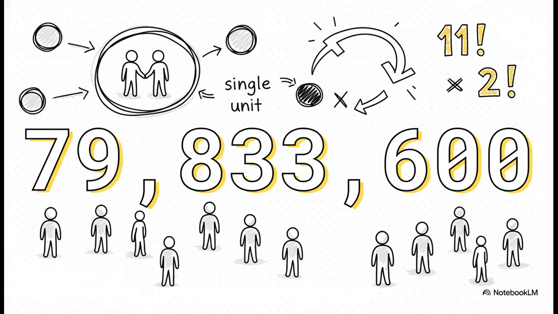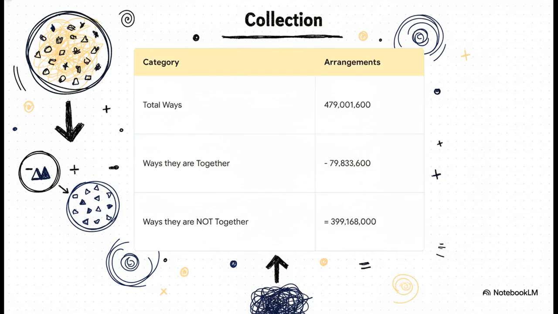But wait, within that block, the 2 players can swap spots, right? So we have to multiply by 2 factorial. That gives us just under 80 million arrangements where they are together. And now for the final satisfying step. We take our total number of arrangements, that massive 479 million, and we simply subtract the number of arrangements where they are together. And what's left is our answer. Over 399 million ways for them to line up where they are not standing together. So much easier than trying to count that directly.